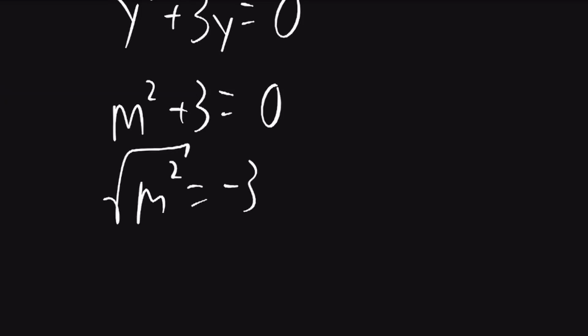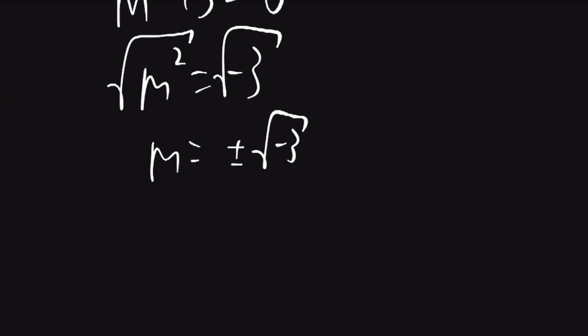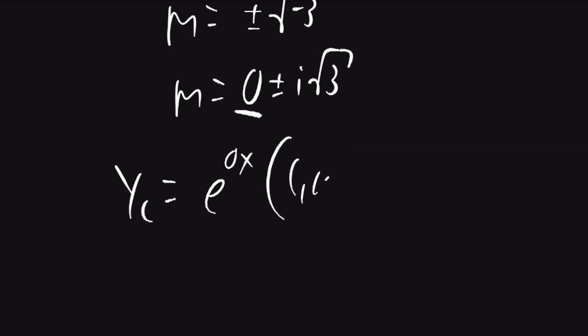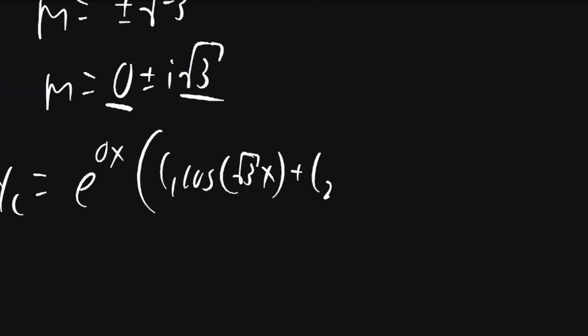We can now take the square root of both sides. We'll find that m is equal to plus or minus the square root of negative 3. So m will be equal to 0 plus or minus i times the square root of 3. So our complementary solution, yc, is going to be e to the 0x, this 0 comes from the real part of the root, times c1 cosine of root 3, this comes from the imaginary part of the root, x, and we'll have plus c2 times sine of root 3 times x.